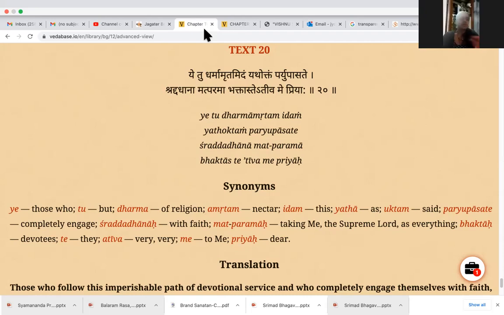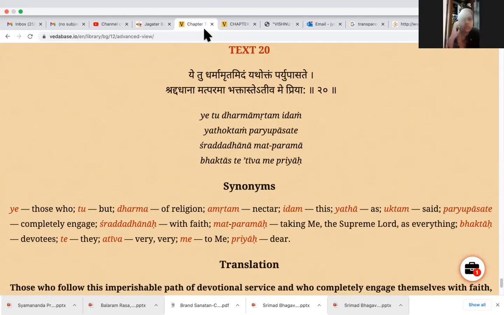Okay. Would the devotees like to try one by one? Would you go first? Can I try? Yes, Mataji, of course. Thank you. Ye tu dharmamritam idam yathoktam paryupasate shraddhadhana matparama bhaktastetiva me priya.